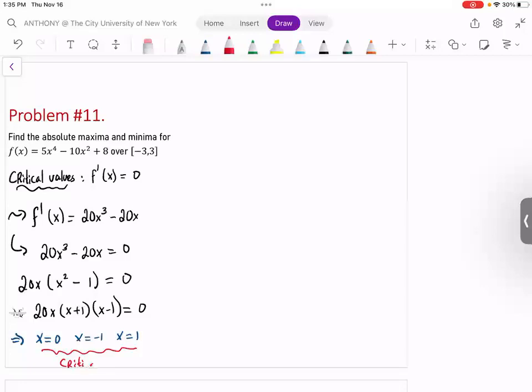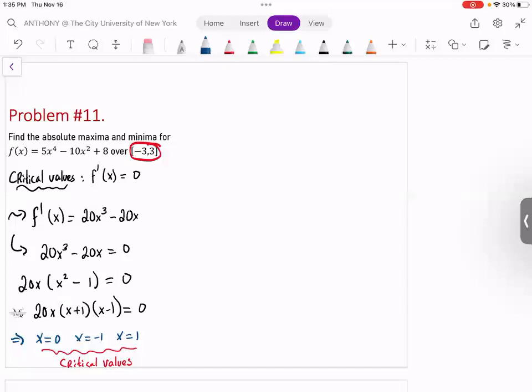Now look at the interval of interest. The interval of interest is from -3 to +3. Are these critical values inside of that interval? Yes, they are. So we don't reject any of the critical values. The only time you reject those critical values is if any one of those values lies outside of your interval. So for example, instead of having x equals 1, if we had x equals 5, hypothetically speaking, then I would have rejected it because we're only looking at this from -3 to +3.